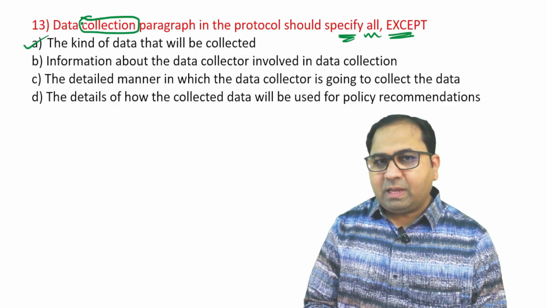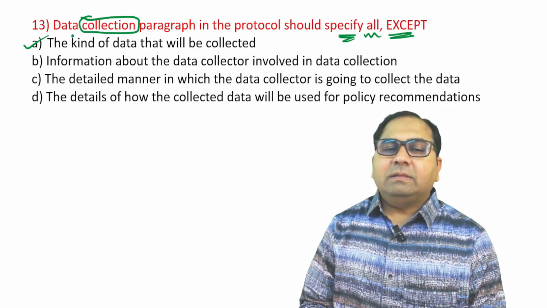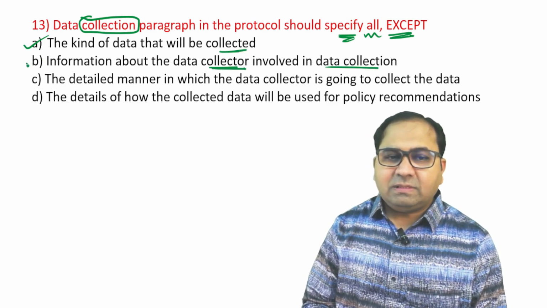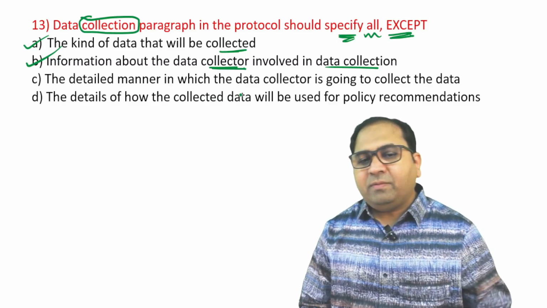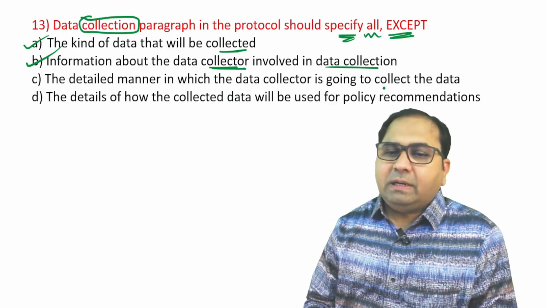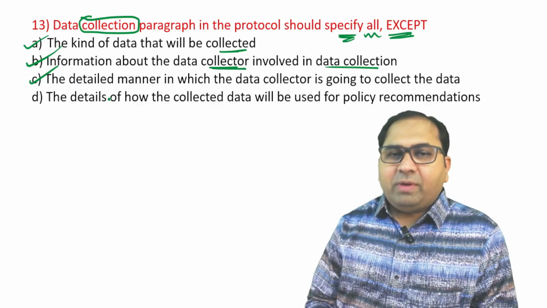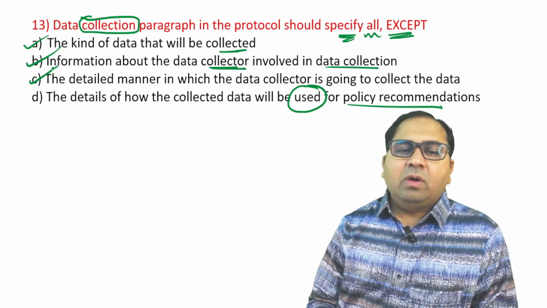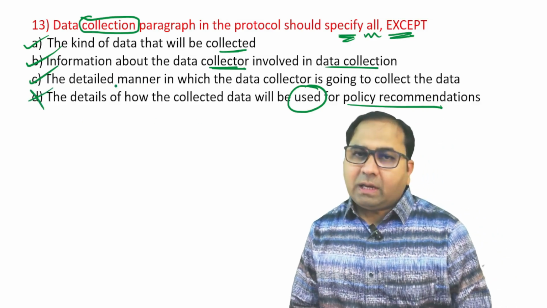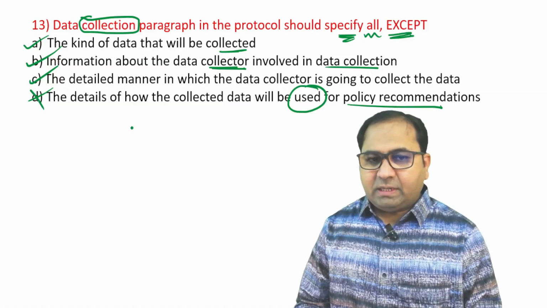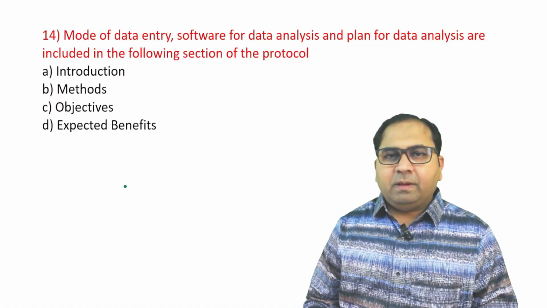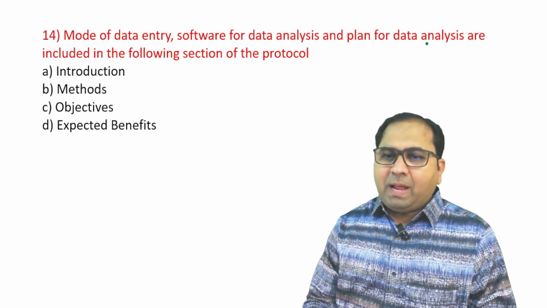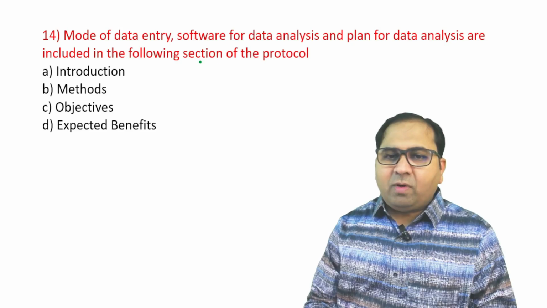Please remember the question carefully and read the question carefully. Second is information about the data collector involved in the data collection. Yes, even this is correct. Third one is the detailed manner in which the data collector is going to collect the data. Again, this is correct. Finally, the details of how the collected data will be used for policy recommendations. No, this doesn't come under the section of data collection. Please remember the answer for this question. Now let us go to the next question. Next question. Mode of data entry, software for data analysis, and plan for data analysis are all included in the following section of the protocol.